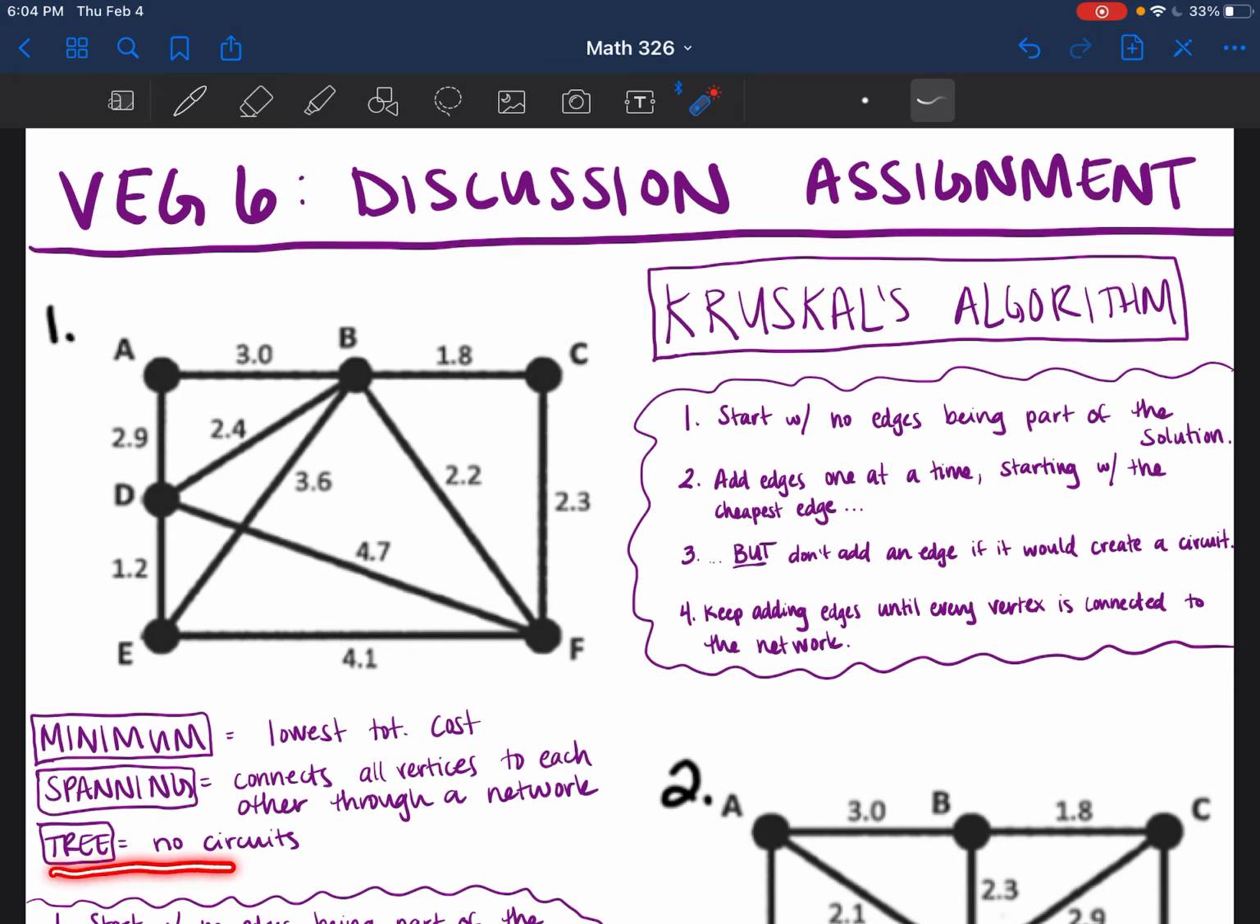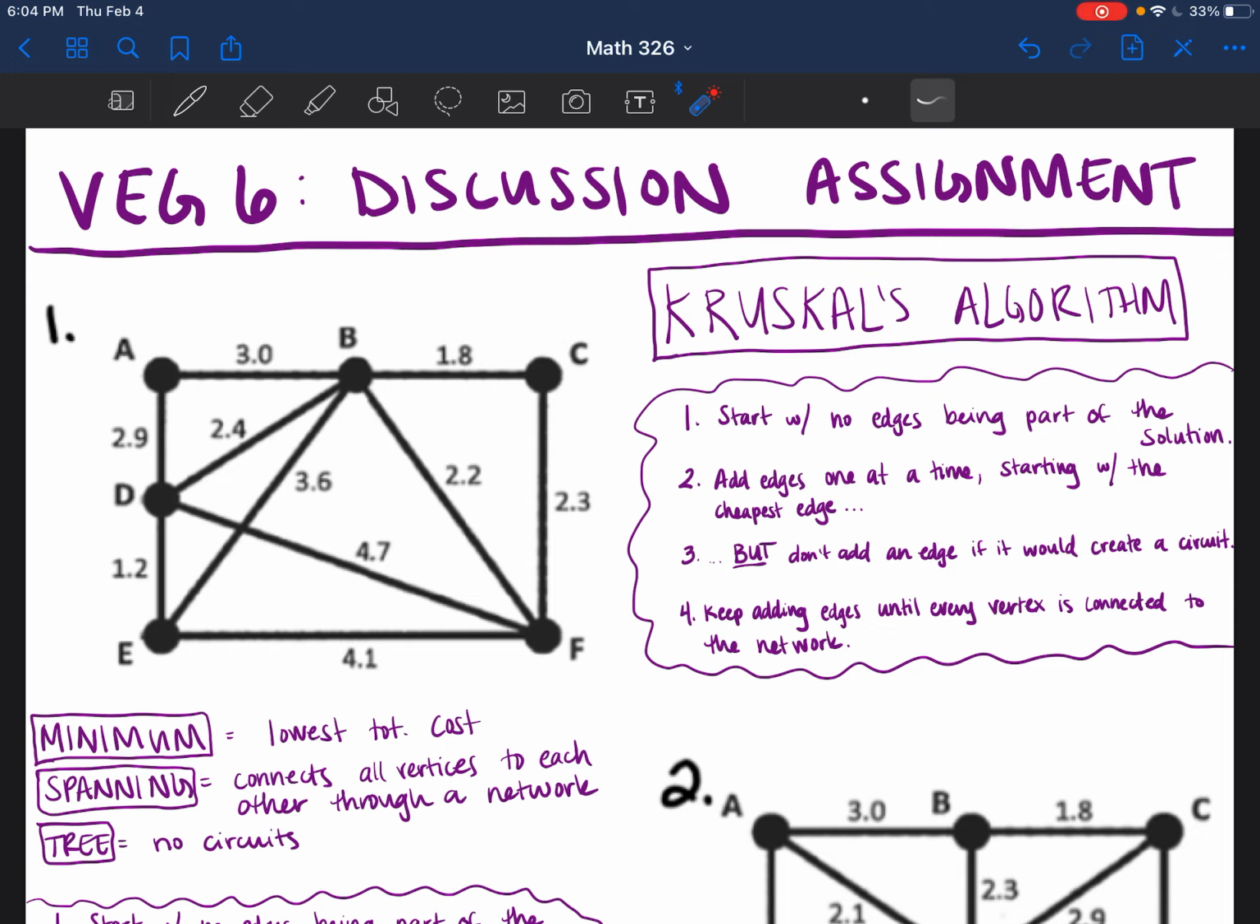And then tree means there are no circuits. So that means we are not going to be starting and ending in the same place anywhere inside the network. And Kruskal's algorithm is guaranteed to give us a minimum spanning tree. And I went ahead and wrote down all of the steps that we need to take to get our minimum spanning tree using Kruskal's algorithm, and that is what we are going to do today.